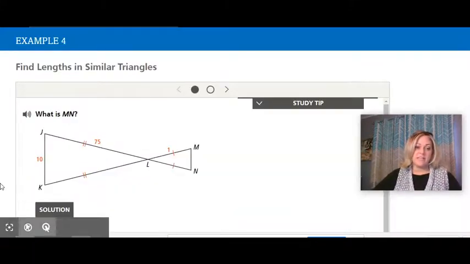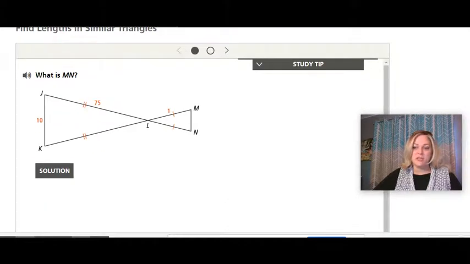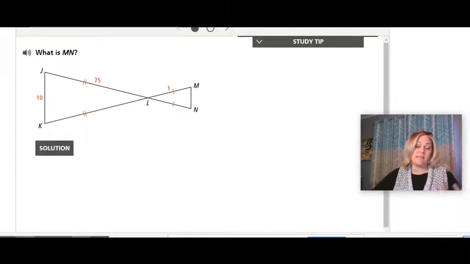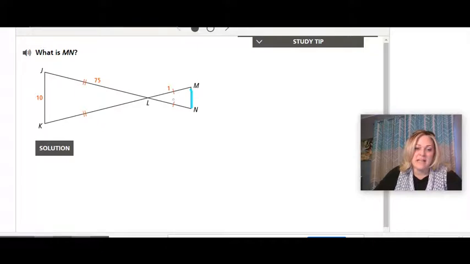Starting with example 4, we get a lot into the mathy type problems. I like these. What is MN? So you are actually finding the length of a missing piece of this triangle. So MN, I'm going to look at this and I'm going to put some colors on here because I love colors. Based on these tick marks that I'm looking at, and the markings that we already have, I think I'm going to set up this proportion or ratio, small to big.